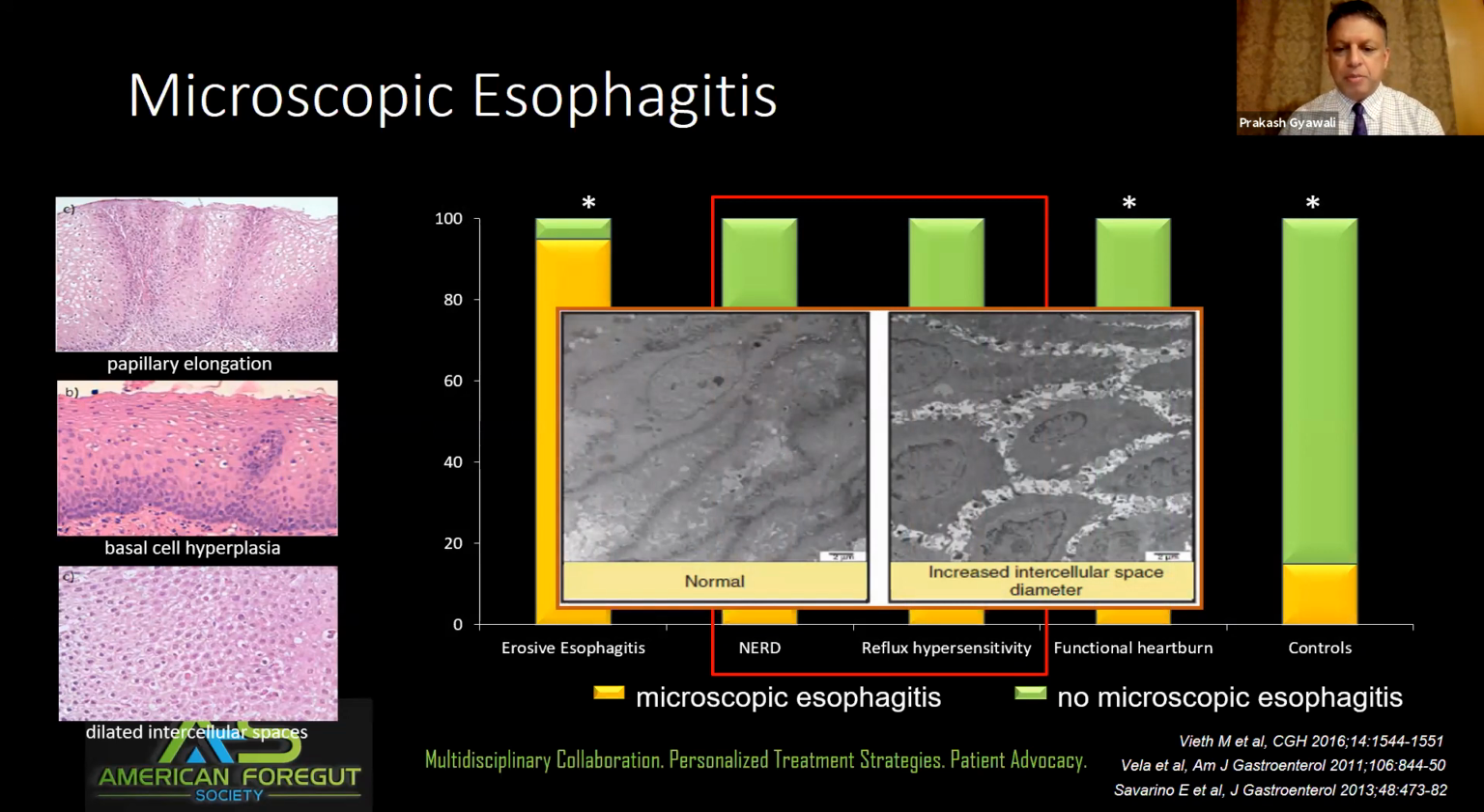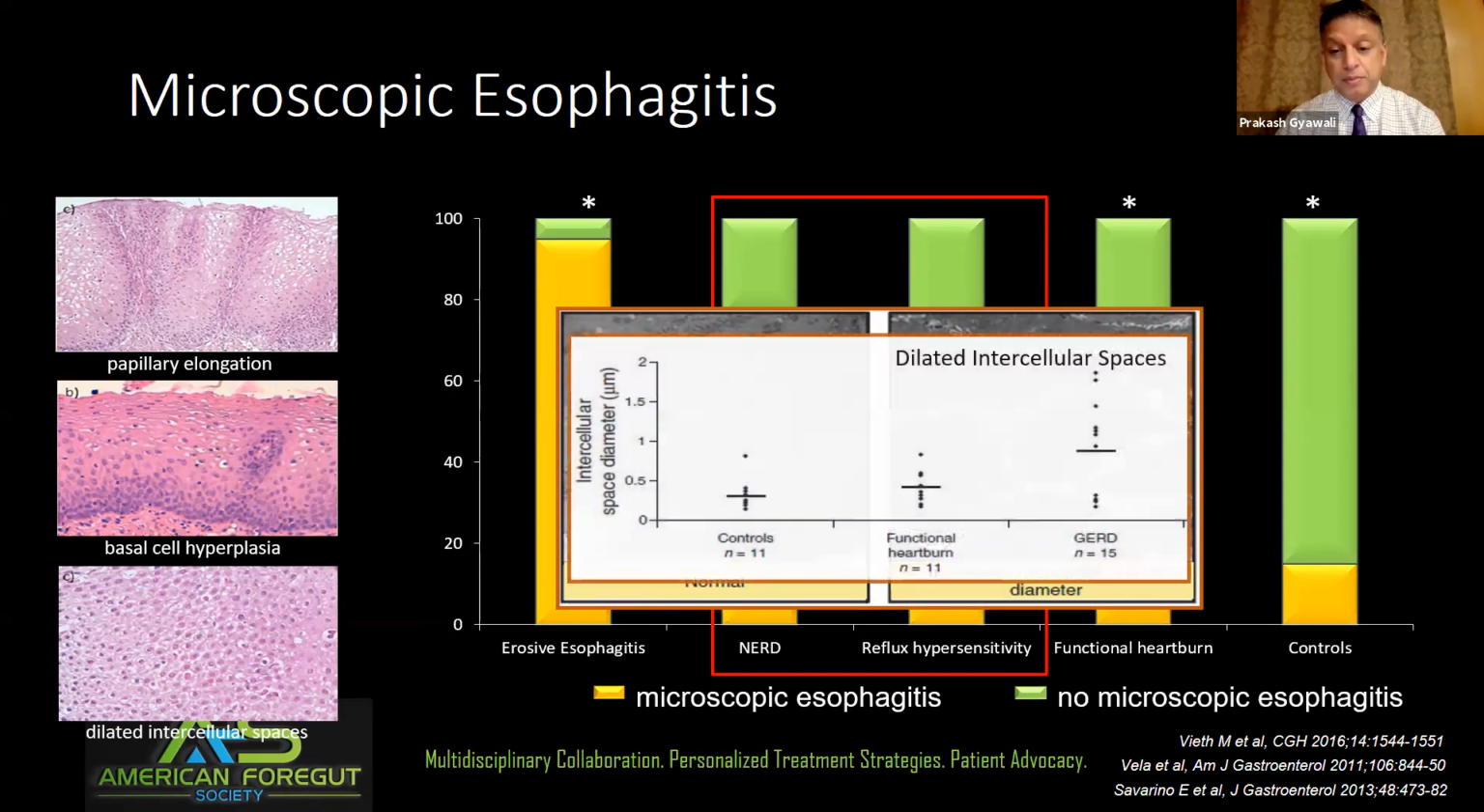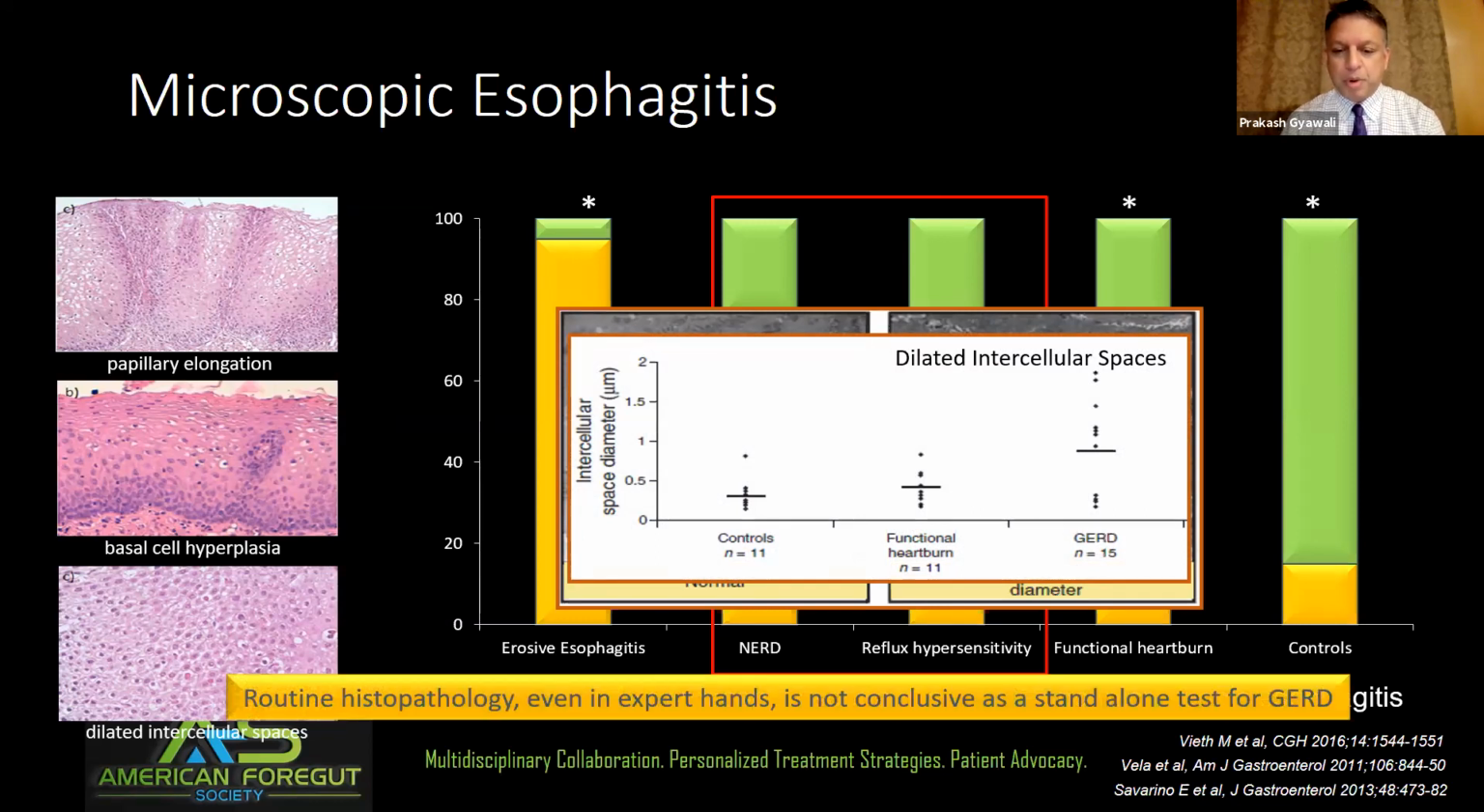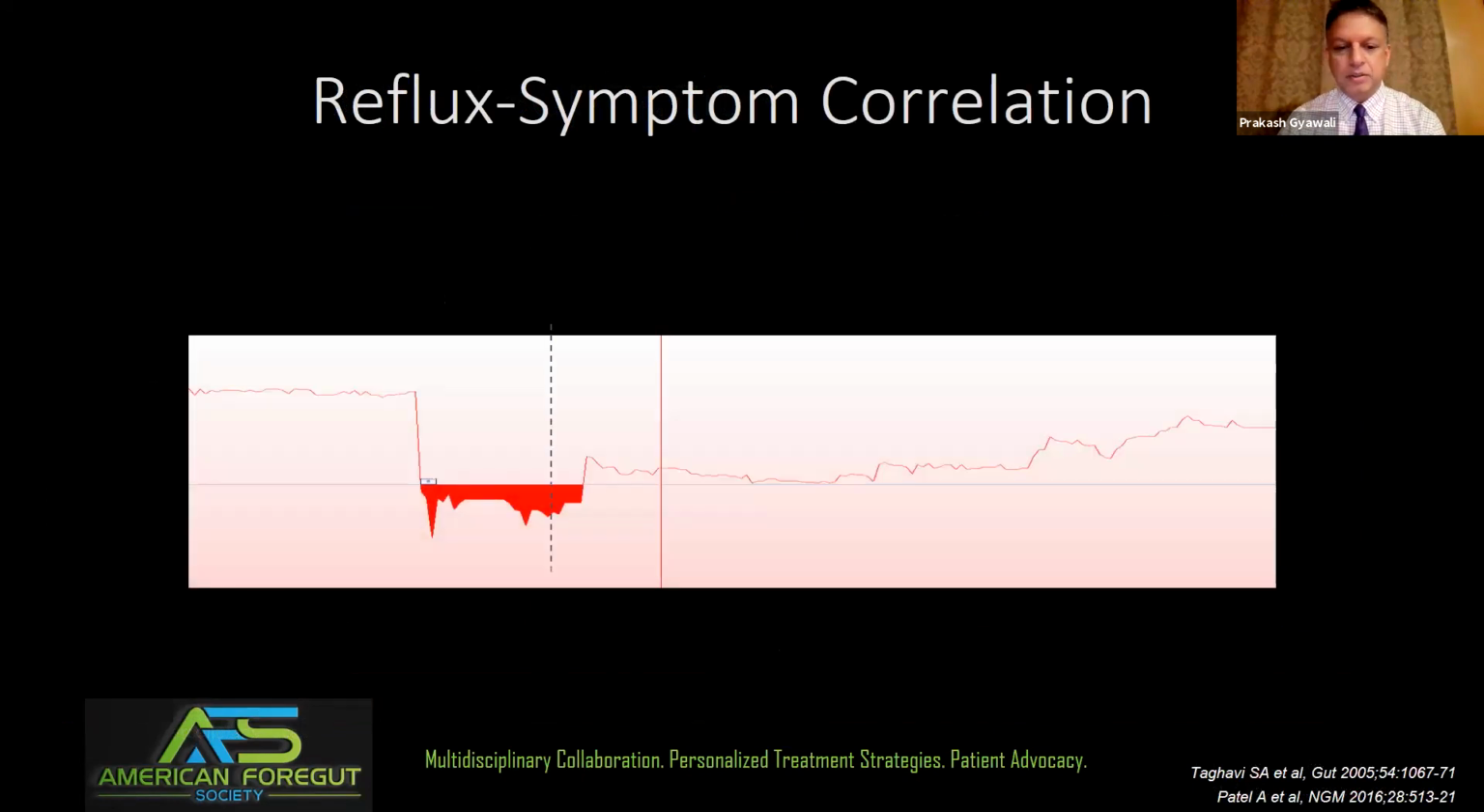Now, if you do electron microscopy, you can find these dilated intercellular spaces, and that is very good evidence for reflux disease. It can differentiate true reflux from functional heartburn and controls, but the problem is that it's not as accessible and it's not something that is feasible in every case. So routine histopathology is not conclusive as a standalone test.